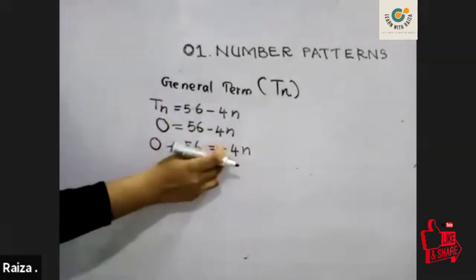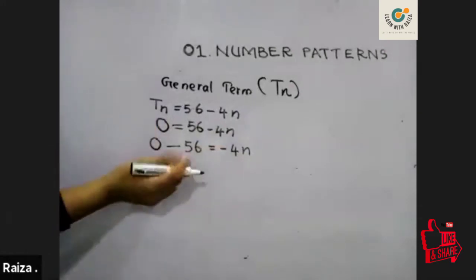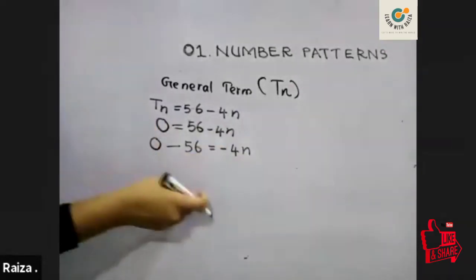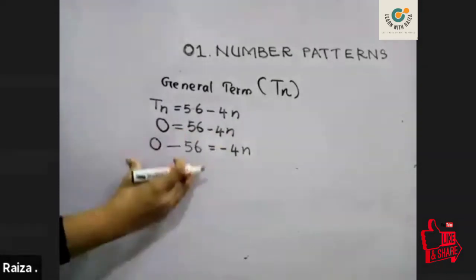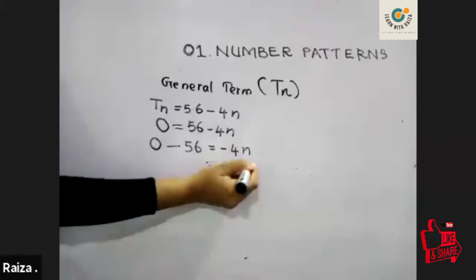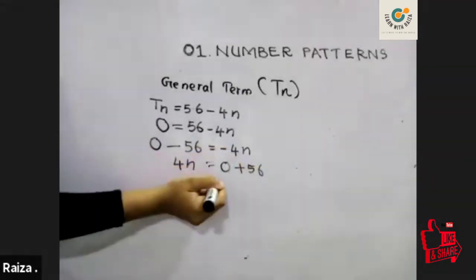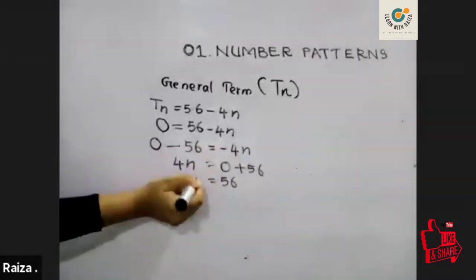Now, I don't like negatives. Always try to be positive. So what I do, I shuffle both sides. If I shuffle, what happens? This comes to this side and becomes positive, and this comes to this side and becomes positive. So I'm getting 56 is equal to 4n.